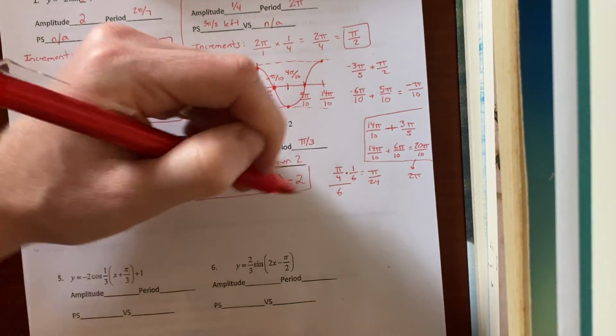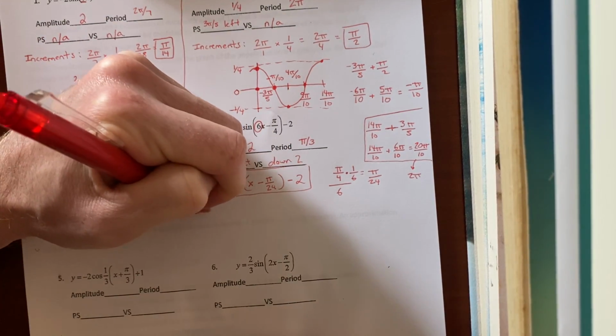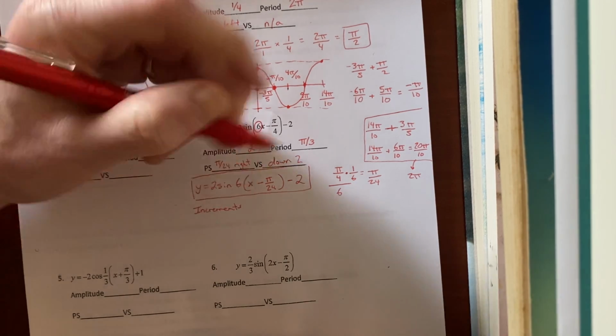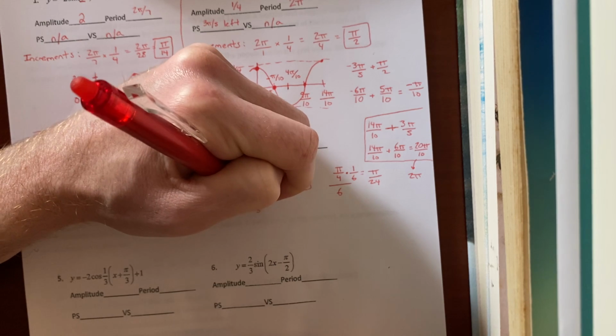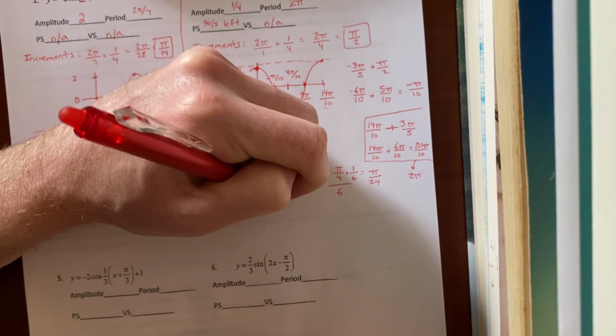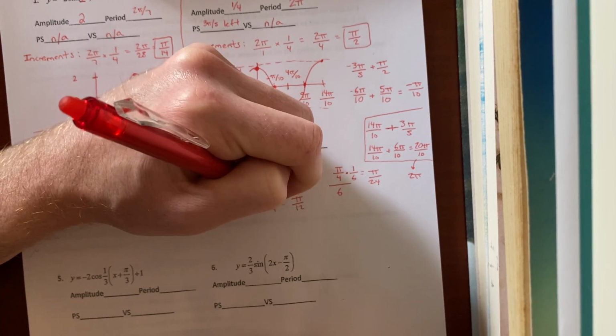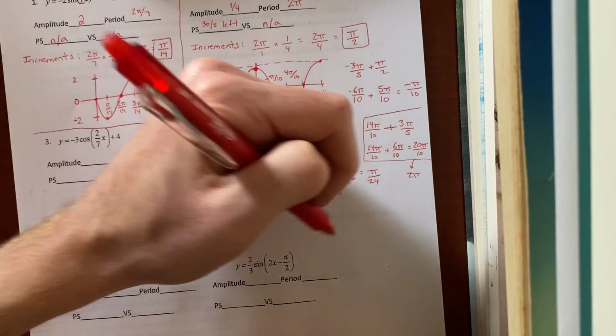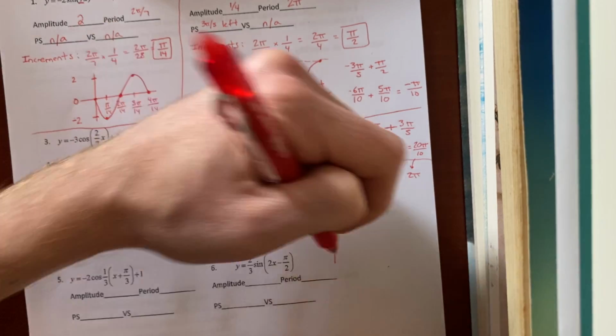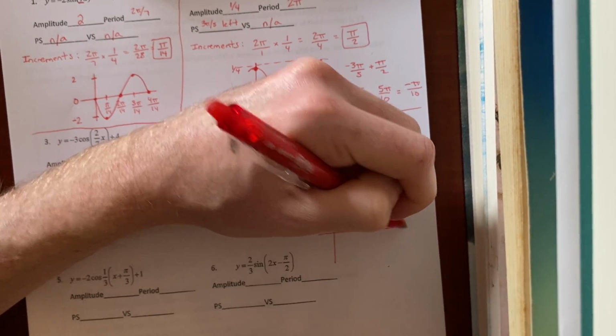All right, now actually before I do that, let's find our increments. We take that period, which is pi over 3, and we are multiplying that by 1/4, and we get pi over 12. Those are the increments. That is what I'm going to be going up by every time on my x-axis. All right, sorry, I'm trying to cram this into this little tiny space over here.